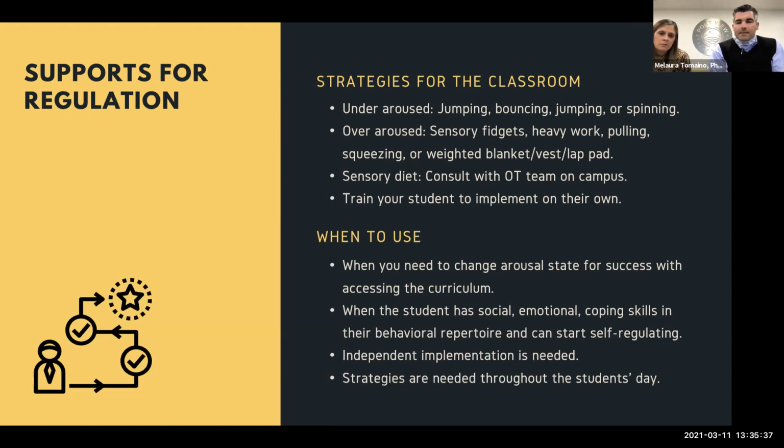So there's different activities for each of those states. And the goal is, if over aroused is over here and under aroused is over here, we want to get right in the middle. Okay. So if we're under aroused, we want to bring them up. And if we're over aroused, we want to bring them down. Okay. So for under aroused, some strategy would be jumping, bouncing, jumping again, or spinning. For over aroused, it would be something like fidgets.